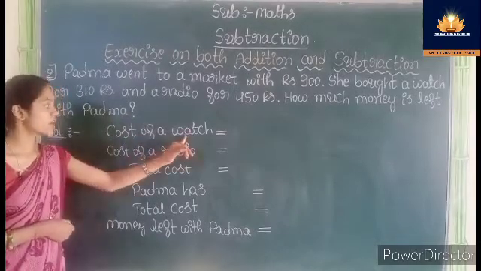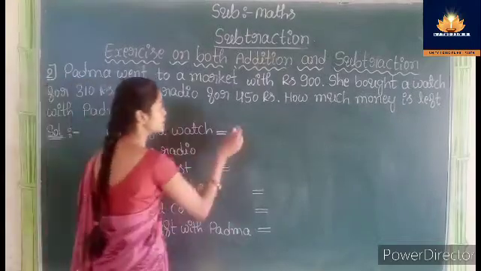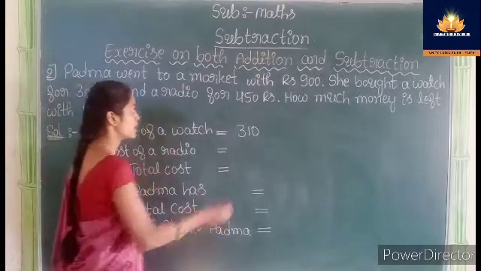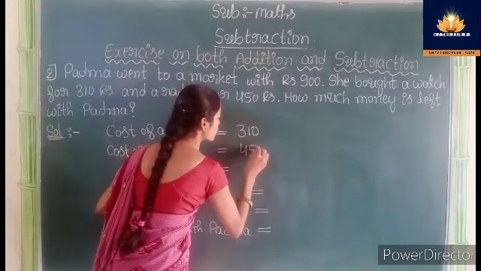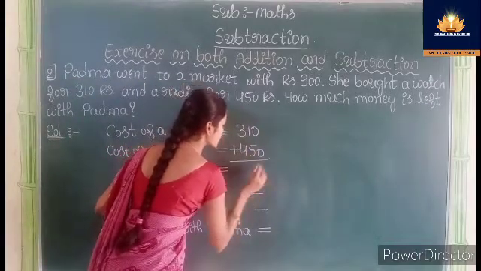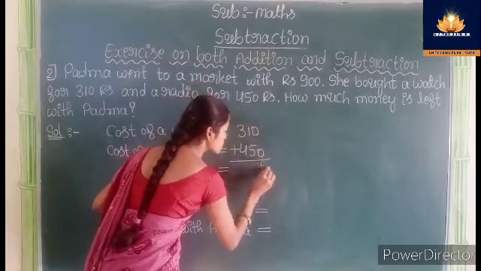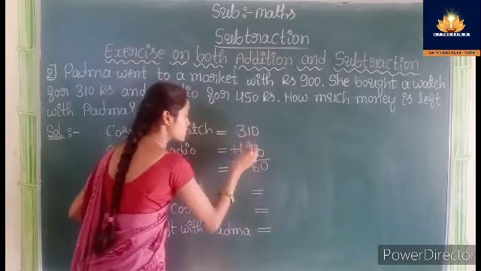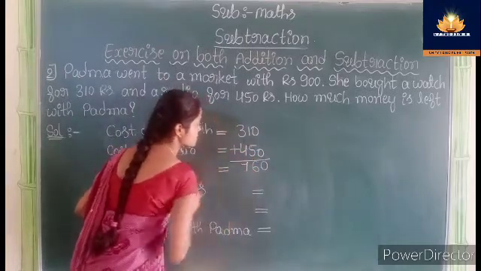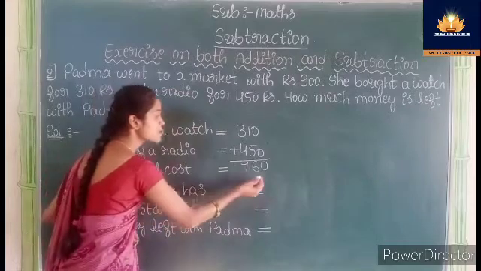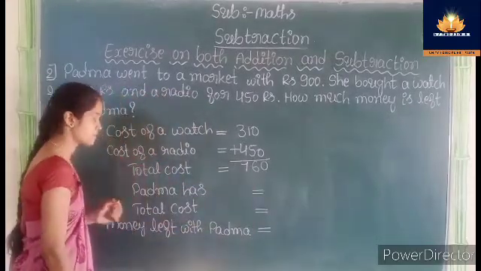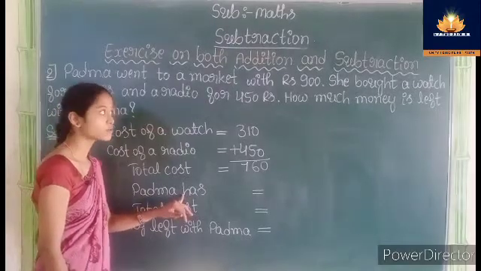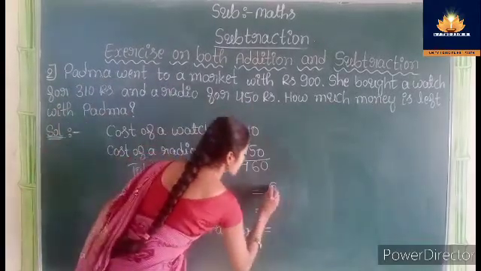Cost of a watch, that is 310. Cost of a radio, that is 450. The total cost is 0 plus 0, 0, 1 plus 5, 6, 3 plus 4, that is 7. The total cost is 760. Padma went to a market with 900 rupees, right?